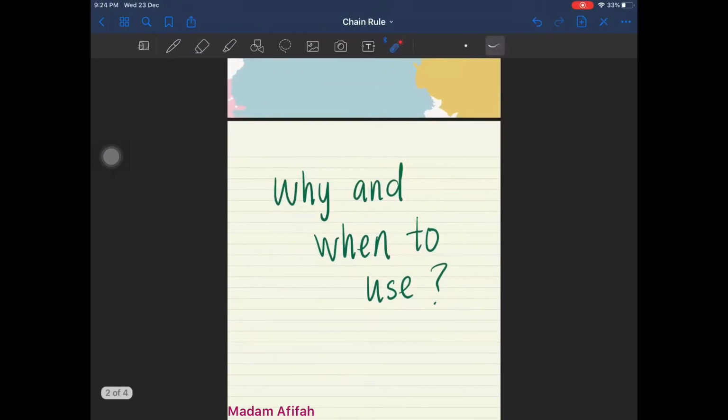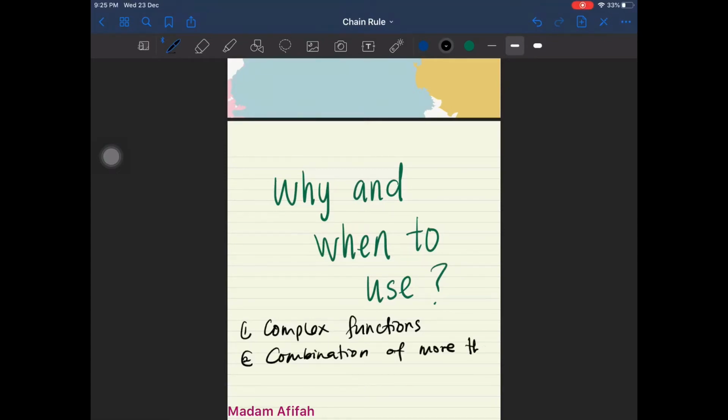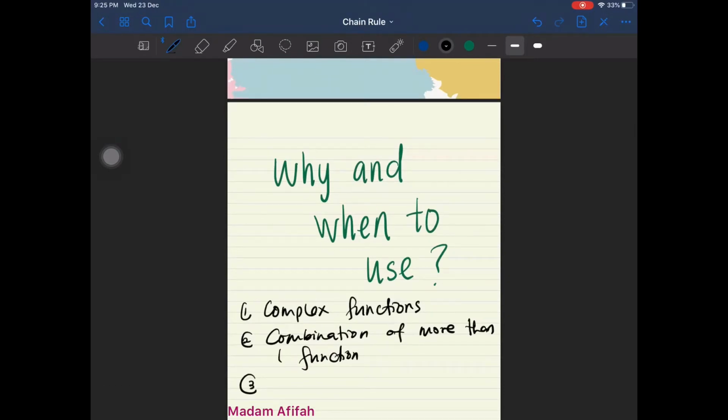When to use it? There might be three conditions. The first one, when you are given a complex function that you cannot differentiate by using the product rule or quotient rule. The second one, it might be a combination of more than one function. Or the third, when you are given a function, the power of that function is not 1.